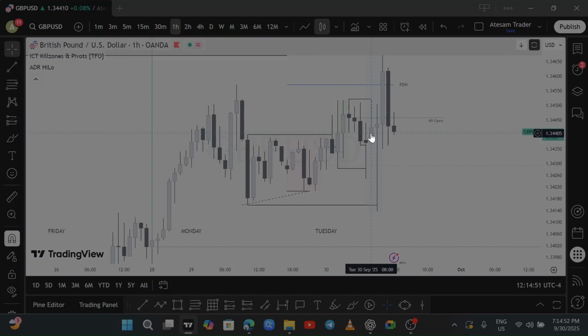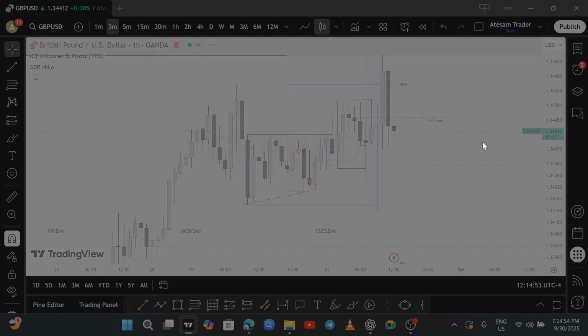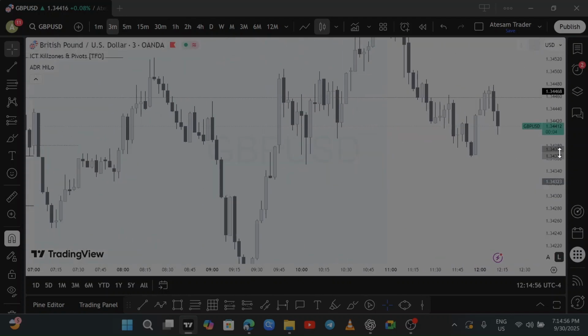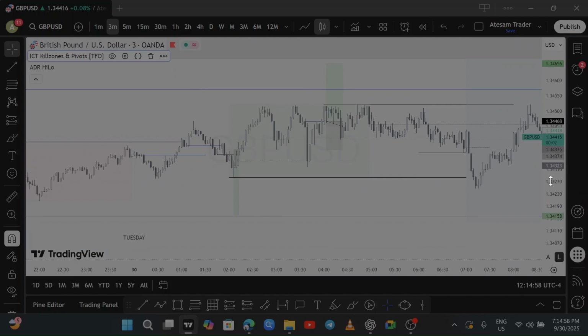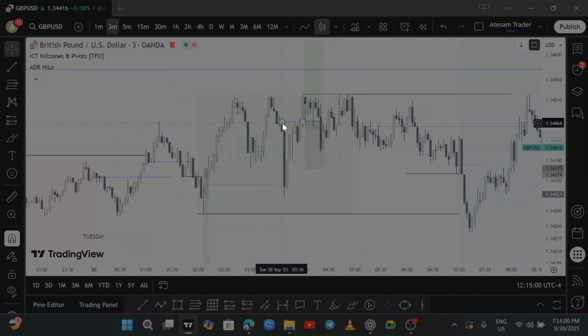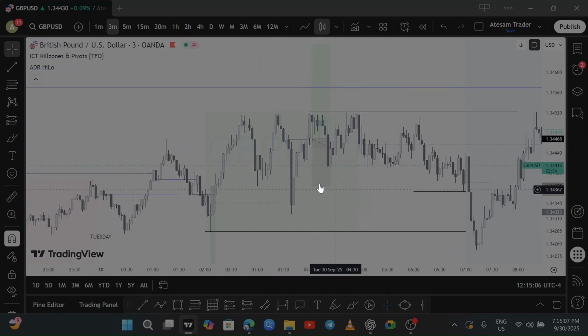I took an entry in this 8 a.m. candle. I'll show you how. Here we form the change in state of delivery.